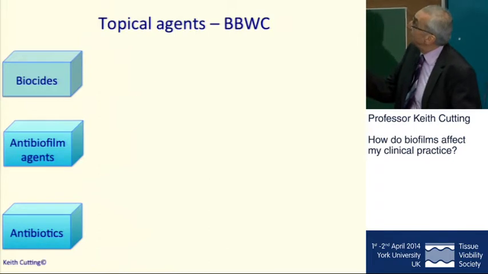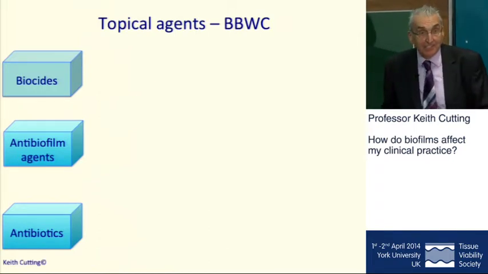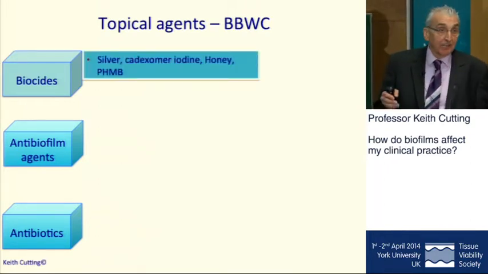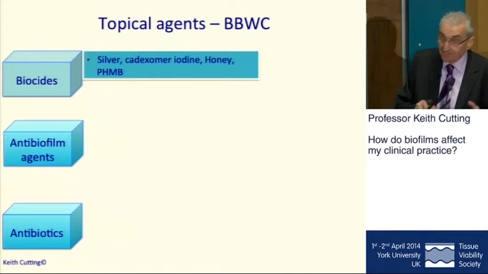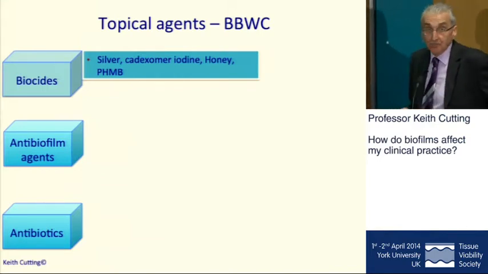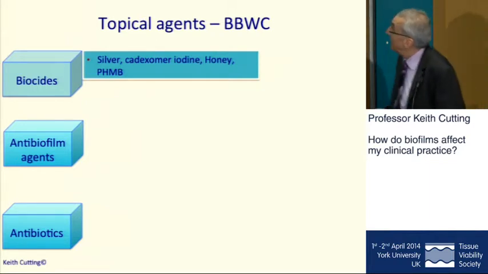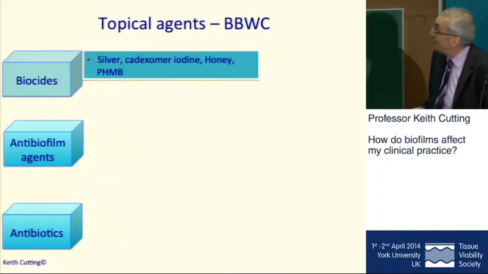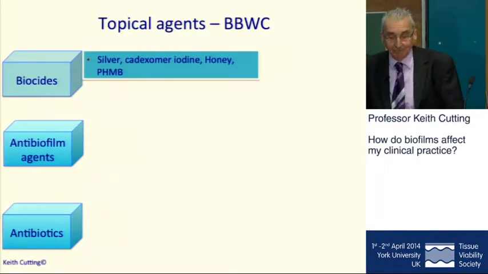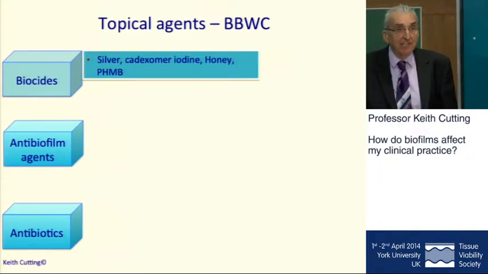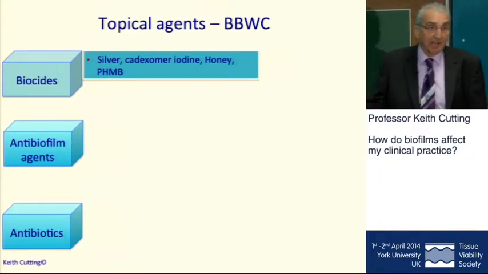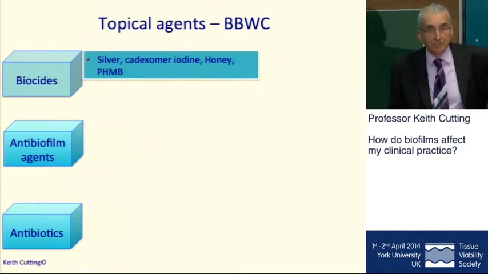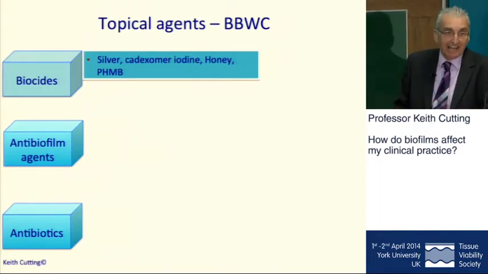So: biocides, anti-biofilm agents, and antibiotics. And this is the model that they used up until recently in Texas, where they would use silver, cadexomer iodine, honey, often a buckwheat honey, and PHMB. And they would use these in rotation. So 2 weeks silver, 2 weeks iodine, 2 weeks PHMB, 2 weeks honey, and then back to the beginning again, in order to keep up the stress on the biofilm, not allow it to get used to anything.